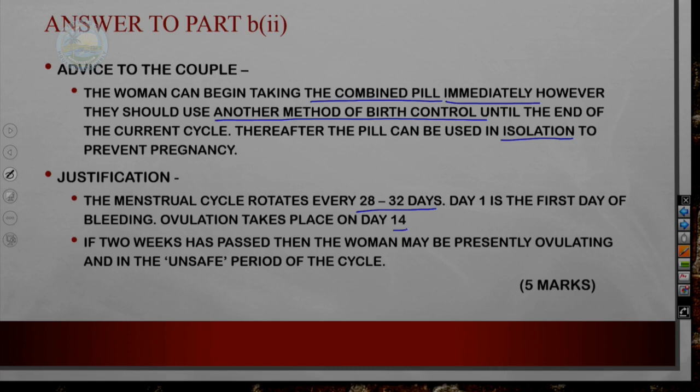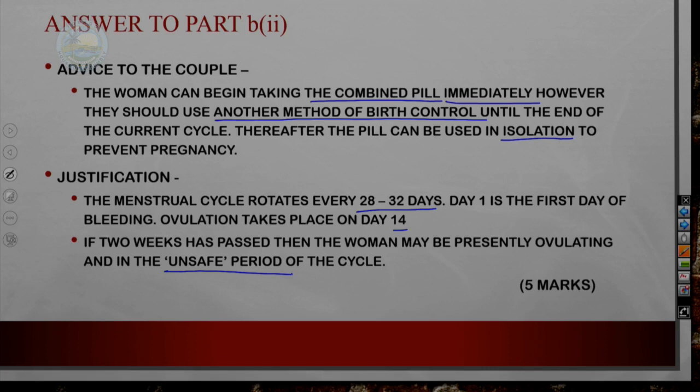And so it is an unsafe period of the cycle, so that she should not, even if she takes the pill currently, it will not provide her with protection, because the Graafian follicle from the last cycle, from the cycle at the beginning, from day 1, has already been developed.